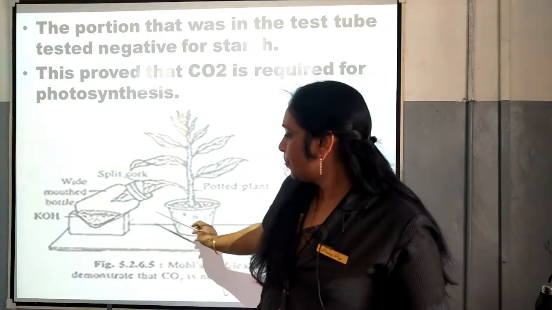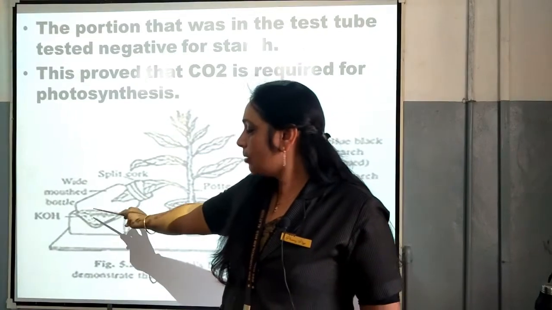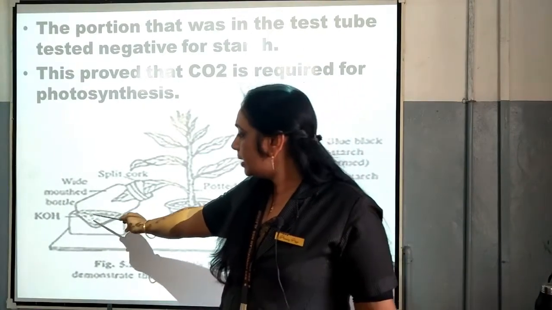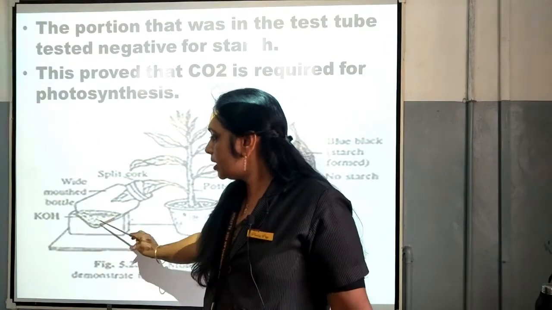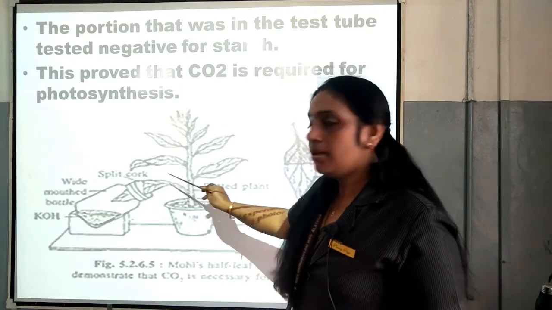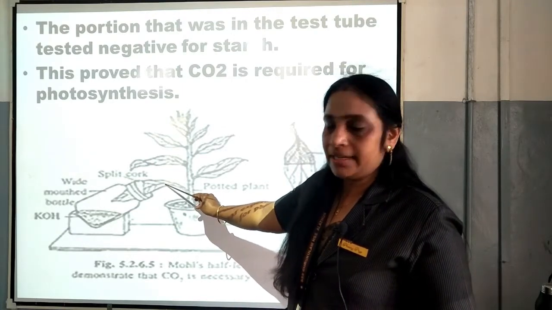Here you can see a bottle in which half portion of the leaf is dipped, and in the bottle KOH is present, and again the other half part is outside of the bottle and is exposed to the sunlight.